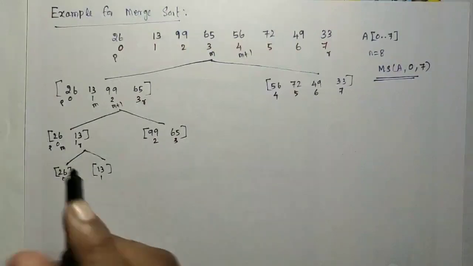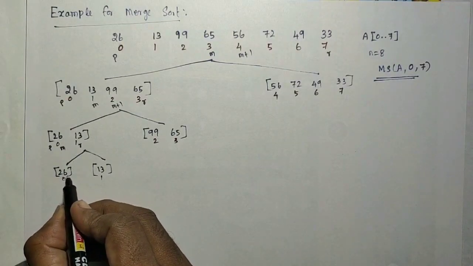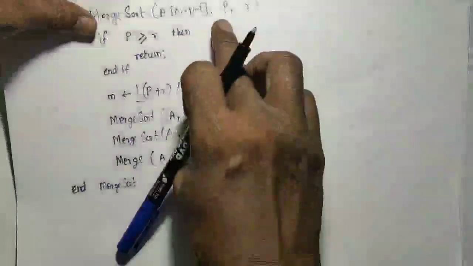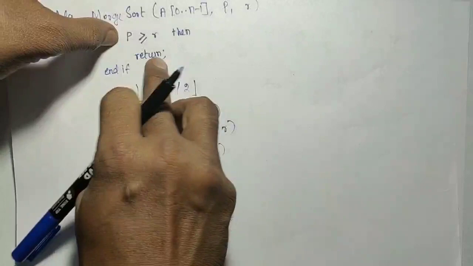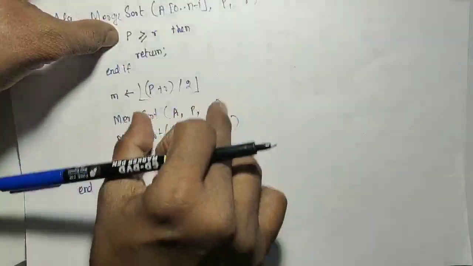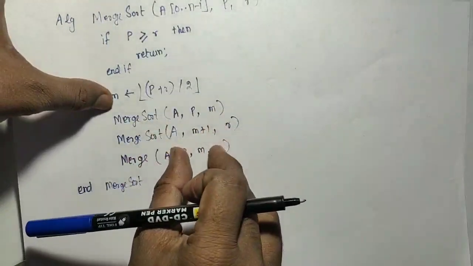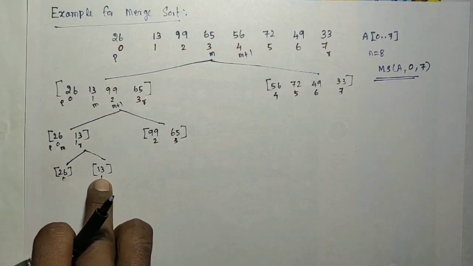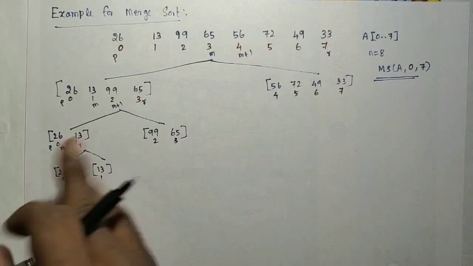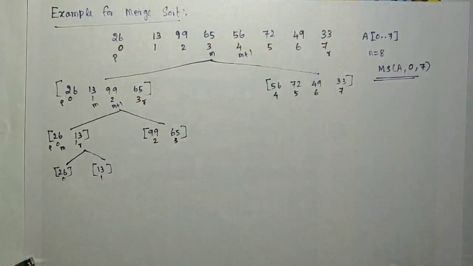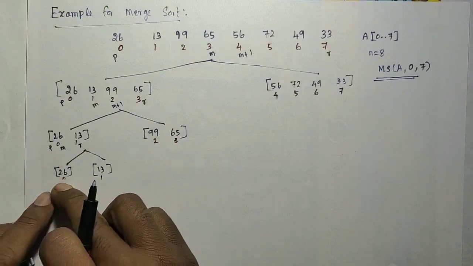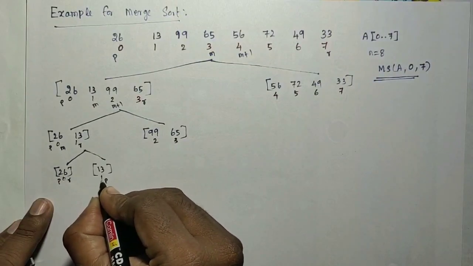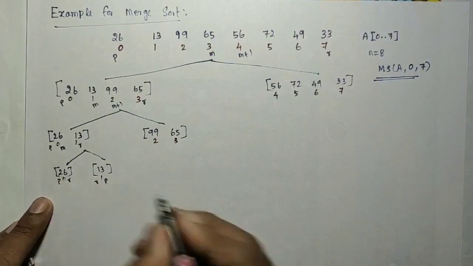When you apply merge sort for one element, 26, p and r are equal, which means nothing will happen, so there is no need to do the sorting. Here I need to sort this, here I need to sort this. The result of sorting is nothing: 26 will be the same and 13 will be the same, because here p and r will be the same, and here also p and r will be the same. So for p to r nothing will happen.